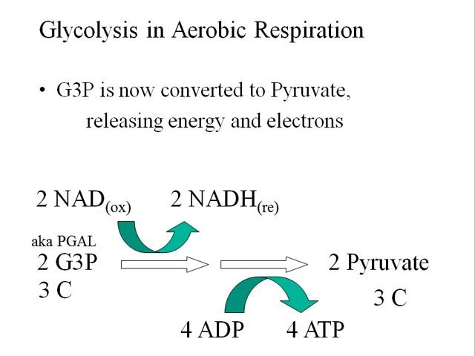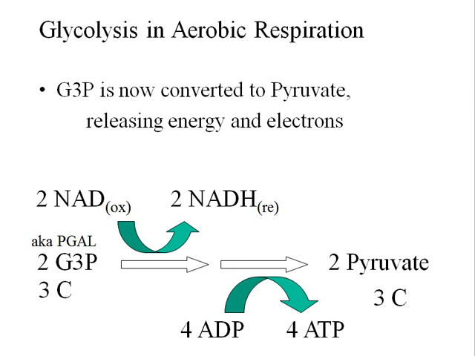In the second half of glycolysis, the G3P is now converted to pyruvate. This involves oxidation, in which the G3P loses electrons and energy. The electrons and some of the energy they carry is used to reduce NAD, making NADH.